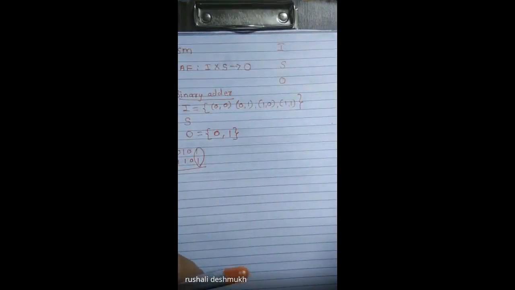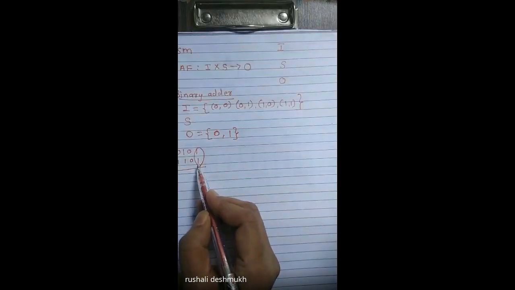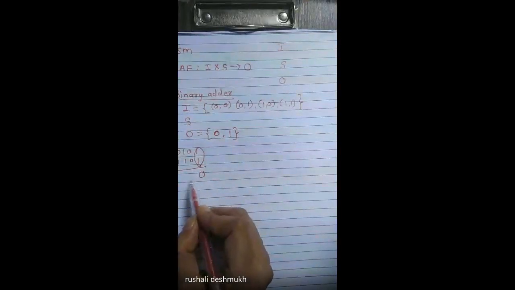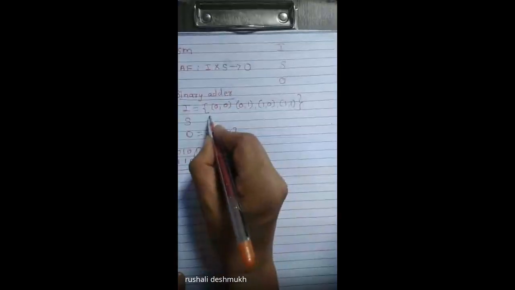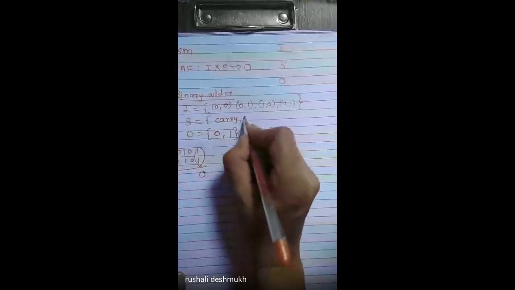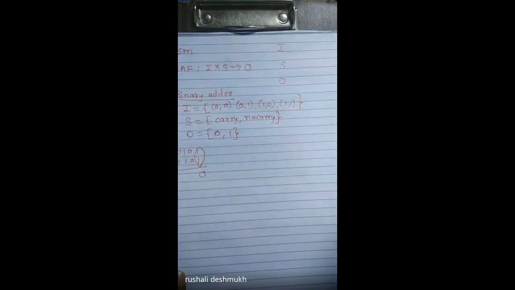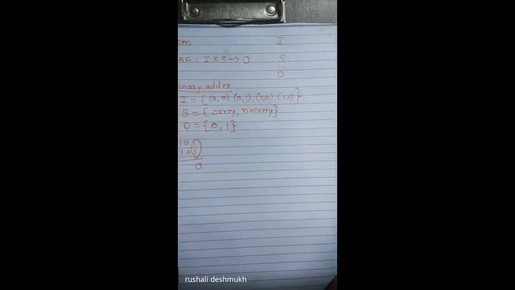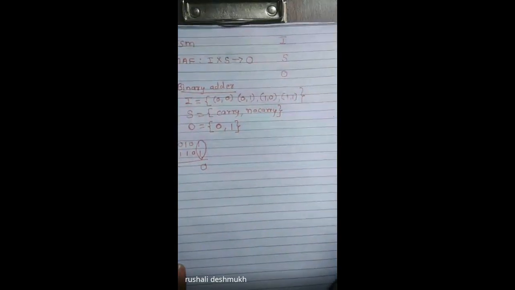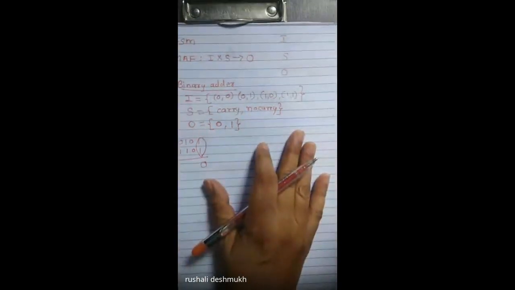Now we have to decide the states. State means what? You know that whenever you add 1 plus 1, the output here is 0, and it generates a carry. So here we'll consider two states: the carry state and the no carry state. Are the three sets clear? How we got this: the input set, the output set, and the two states, carry and no carry.